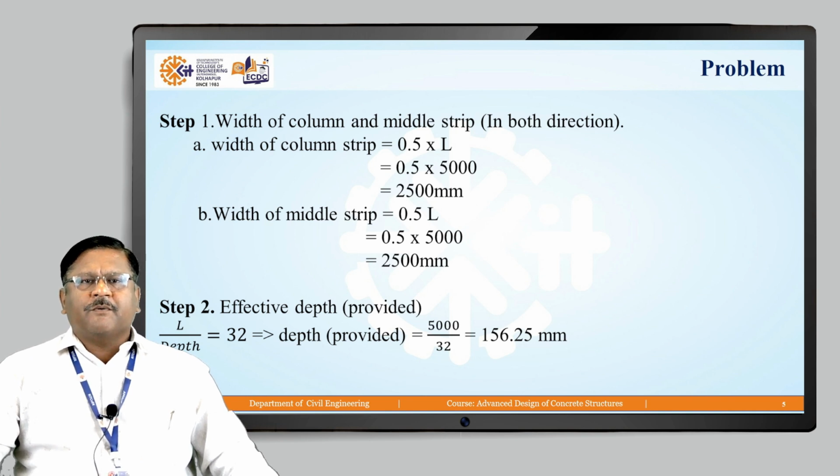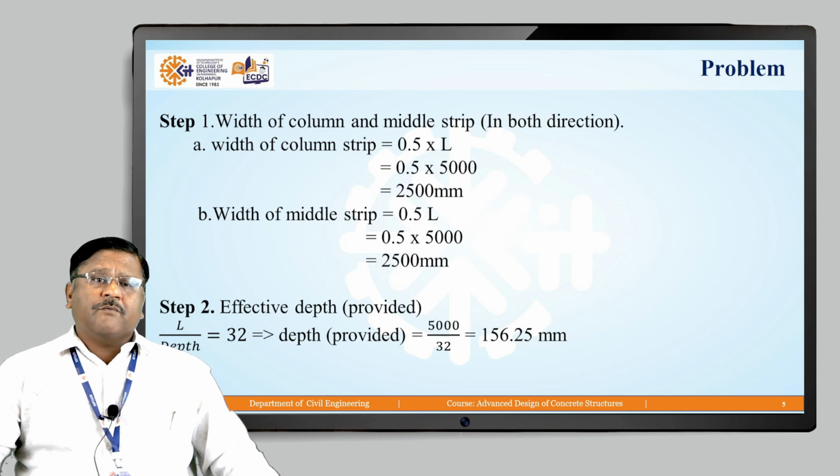Now first step is to work out the width of column strip and width of middle strip. So width of column strip is equal to 0.5 L. The ratio is 0.25 to 0.5 L. We consider here 0.5. So 0.5 L is equal to 2500 mm. The width of column strip is 2500 mm and width of middle strip is again 2500 mm, 0.5 L.